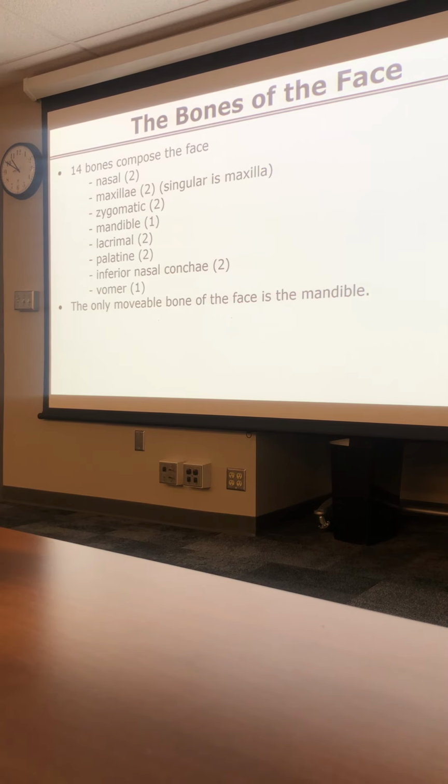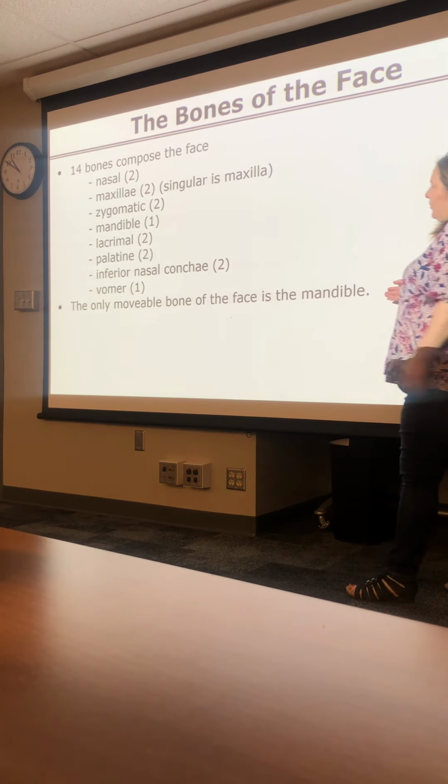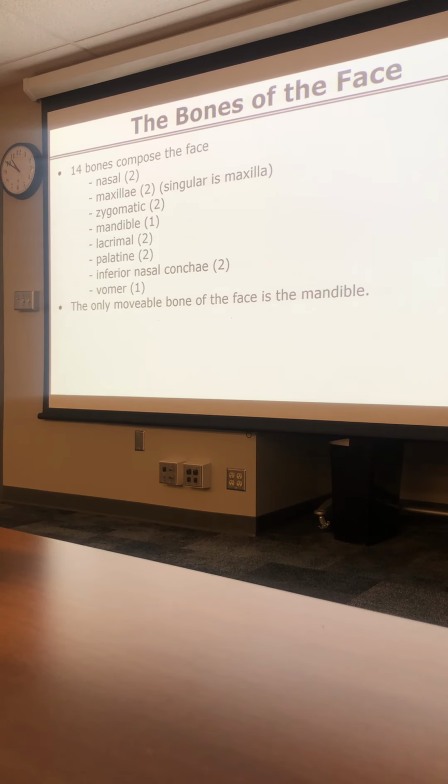Let's talk about the bones of the face. The bones of the face are all paired except for the mandible and the vomer. There's 14 bones, you can see them listed here. The only movable bone of the face is going to be the mandible.